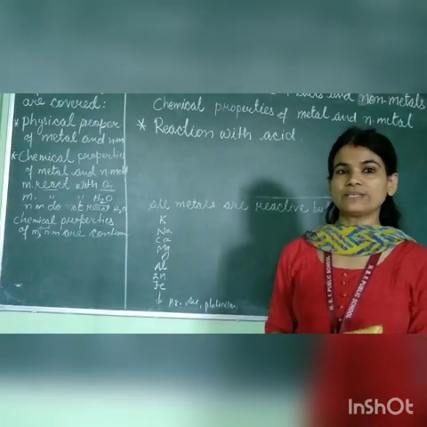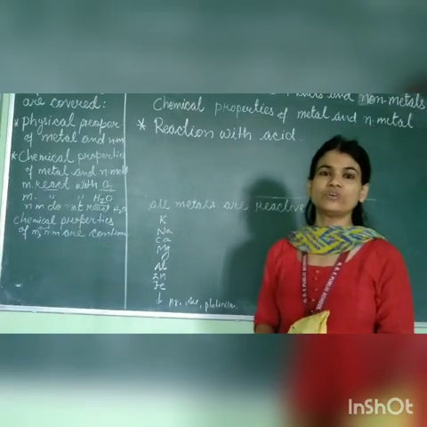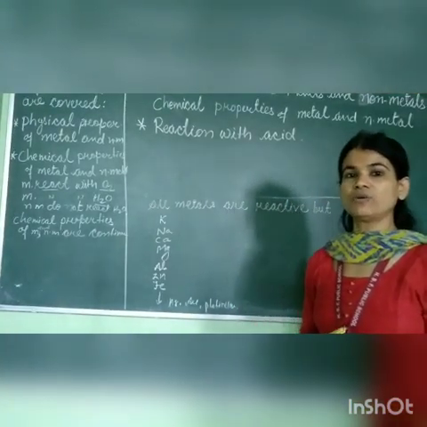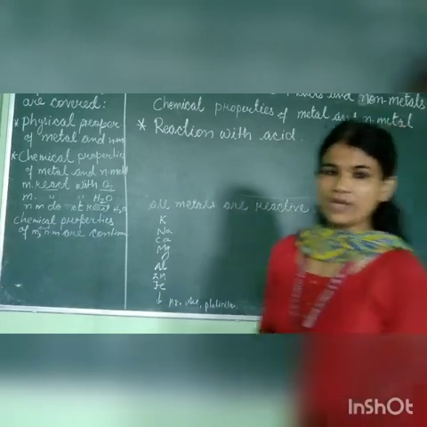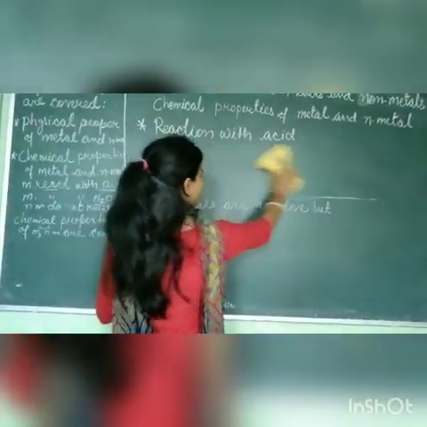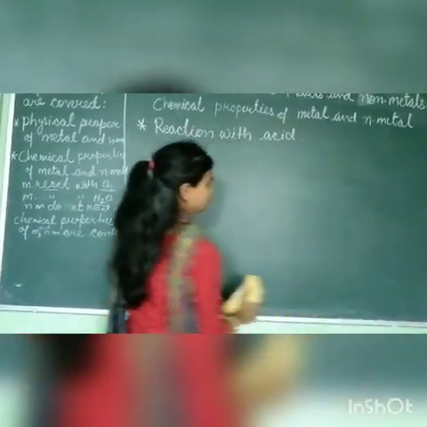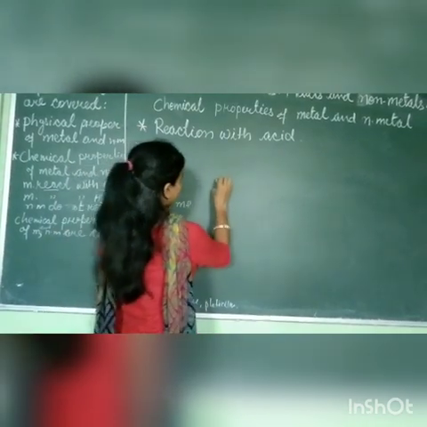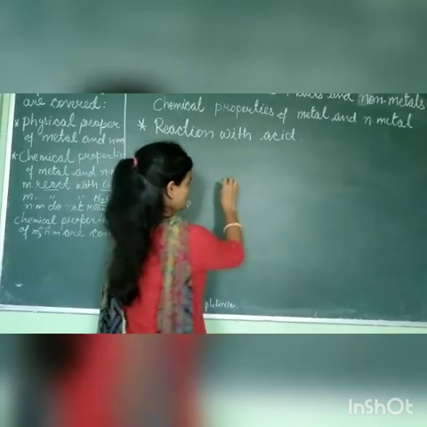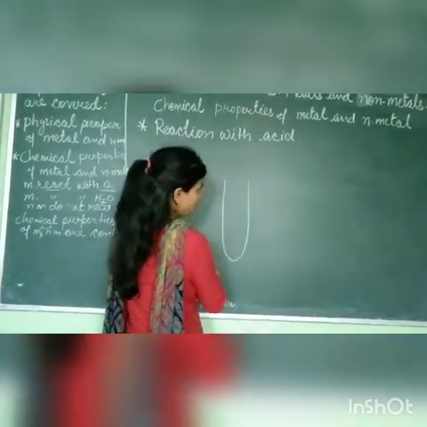There are two types of acid you are very familiar with from class 7th also: sulfuric acid and hydrochloric acid. Any acid we can take to test whether these are reactive or not. We will put all these metals and non-metals in our test tubes. For this, we will take glass test tubes.